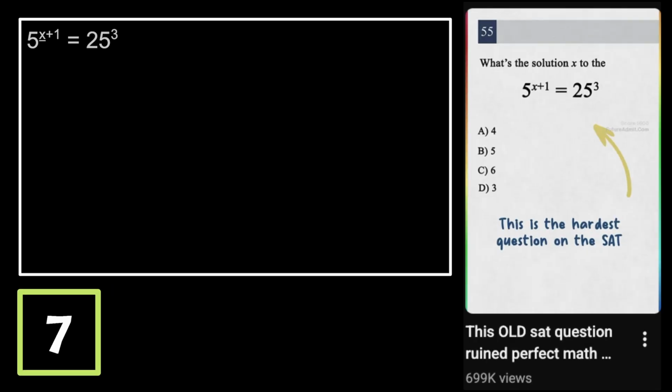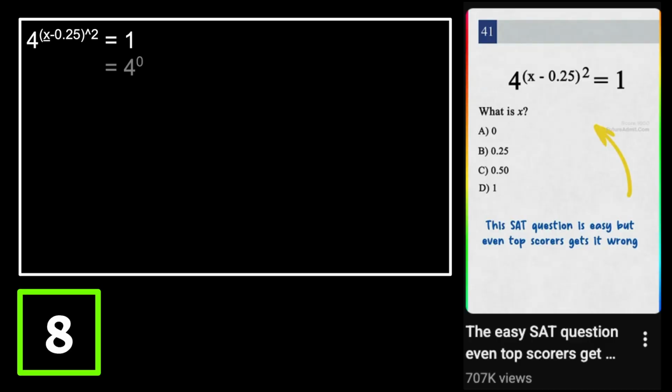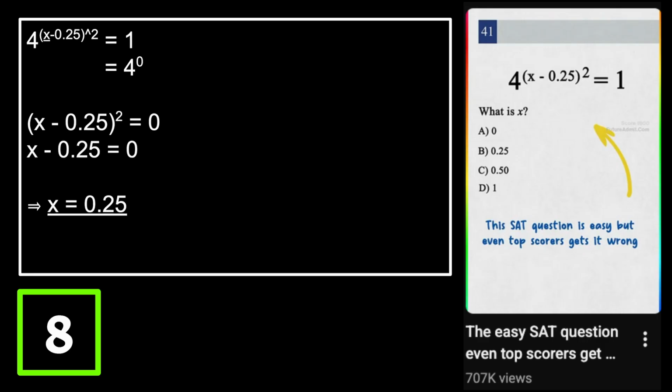Here we have our first exponential. You should immediately try to get the bases to match. 25 is 5 squared, and then combine, and then logarithm, and it's pretty simple. I find it hard to believe a question like this would ruin someone's perfect score. Here's another exponential, slightly harder than the last one, but again, just manipulate the bases and boom.